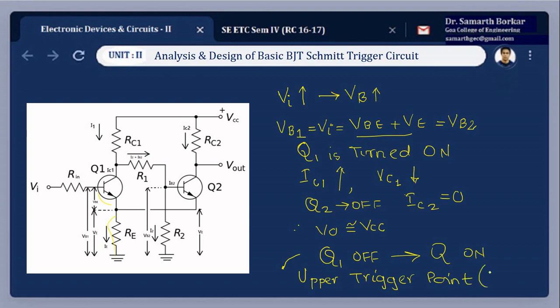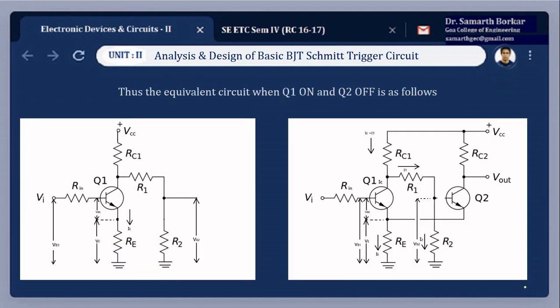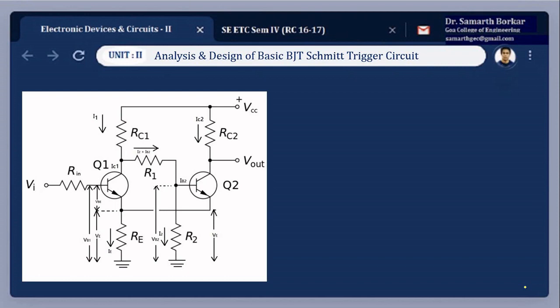In short, UTP. Now this is the equivalent circuit when transistor Q1 is on and Q2 is off. So you can go through this circuit. Now let us analyze the LTP, that is the lower trigger point. From this circuit you can make out the emitter current will be equal to the emitter voltage divided by RE. But then what is VE? VE will be Vi minus VBE, divided by RE.